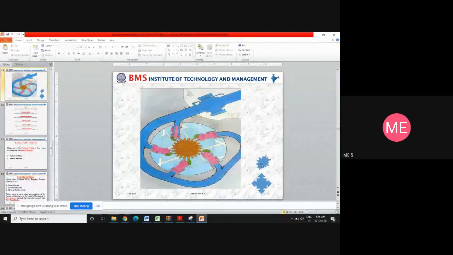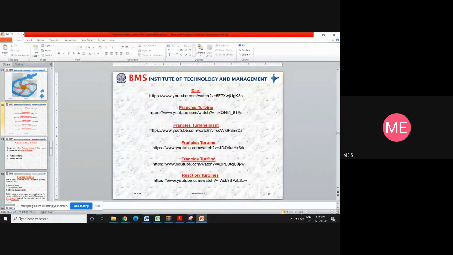This video also showed how the Pelton wheel turbine is done, how it is placed, how the buckets are, and why they are shaped like that. All those things I explained with the videos. Then, in the last class, I dealt with the dam, right? What do you mean by the dam? How is it going to work? All those things were covered.